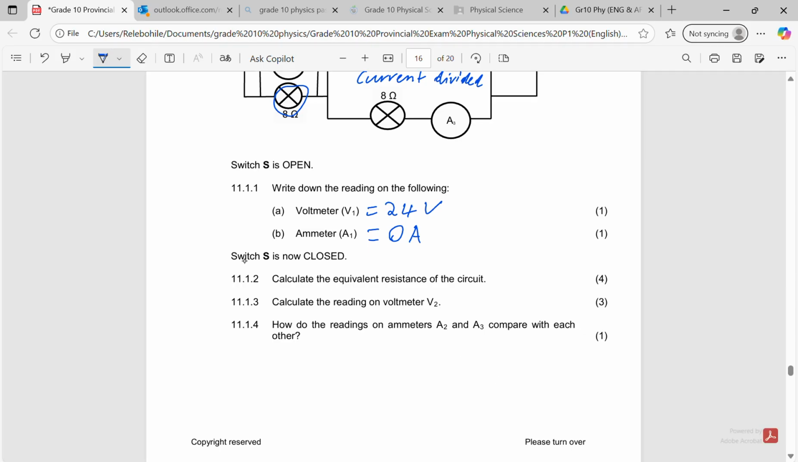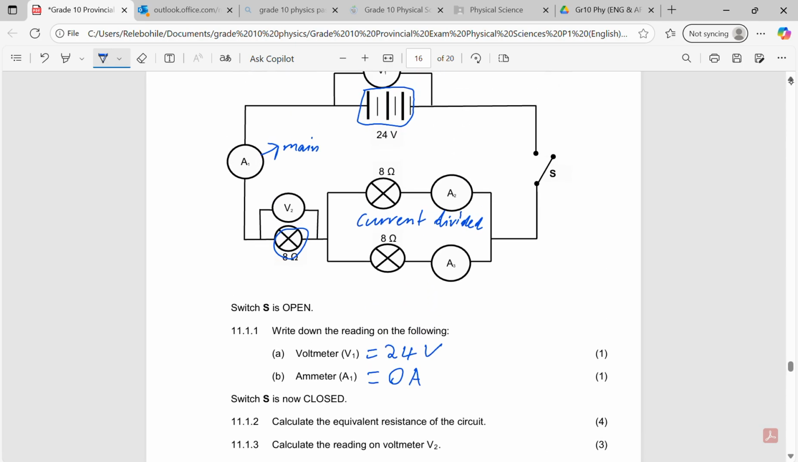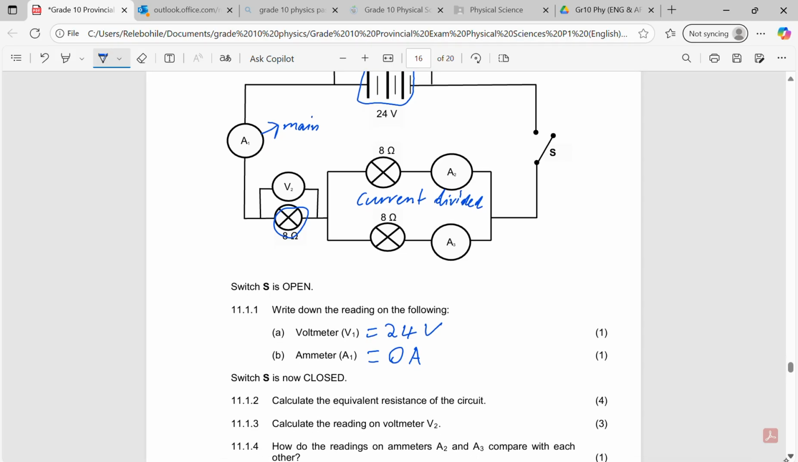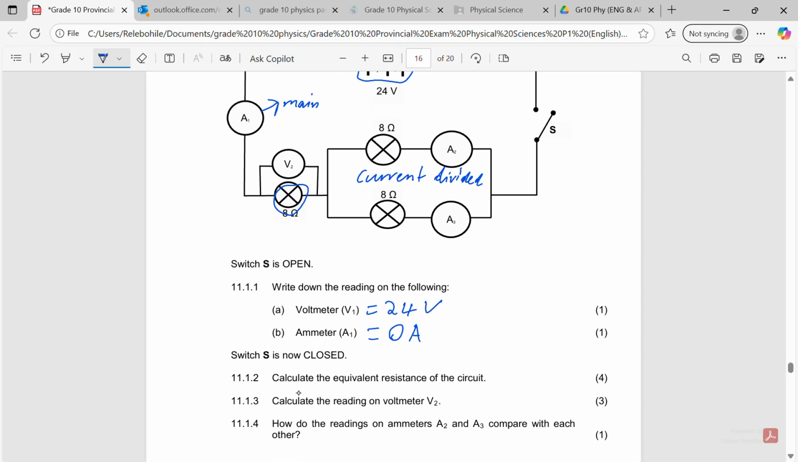Now they tell us that switch S is closed. It means our current is flowing. We also happen to have the voltage on our cell, which is the EMF, reducing because it's now being distributed to these resistors and this resistor. I hope that makes sense. Now let's look at this question. They say, calculate the equivalent resistance of the circuit.